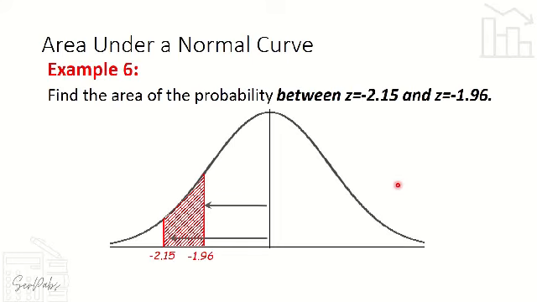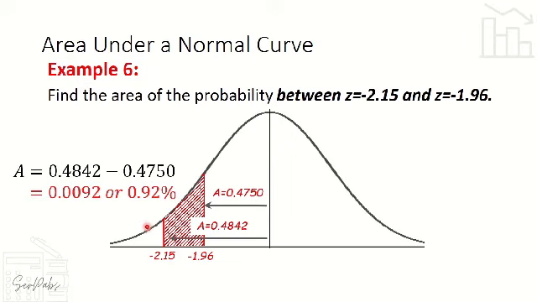So, as we go back in our graph, we have the area of 2.15, so 0.4842, and the area of 1.96, so we have 0.4750. So again, wala tayong negative probability. Kahit negative ang Z-score natin, yung positive probability pa rin ang kukunin natin. Kukunin natin yung mataas, ibabawas natin yung mababa. So we have 0.4842 minus 0.4750 and that will be 0.0092 or 0.92%.